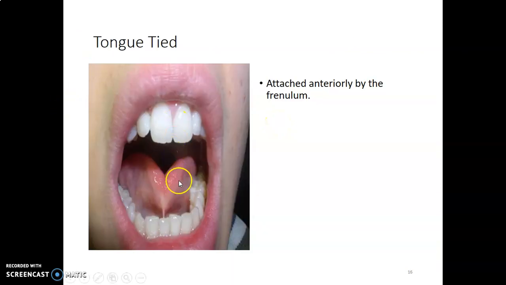So this is a congenital anomaly where you have a tongue tie, so the tip of the tongue is attached to the floor of the mouth by the frenulum. Usually when a child is born with such, you just cut the frenulum and release the tongue.